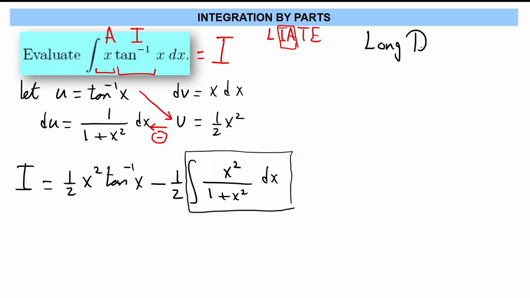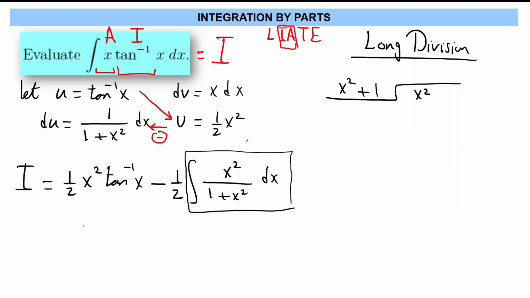Long division. How can I do the long division? I'll divide the numerator by the denominator. Remember always to write the denominator in decreasing order. Okay, so I have x squared divided by x squared plus 1. That's fine. How do I divide?